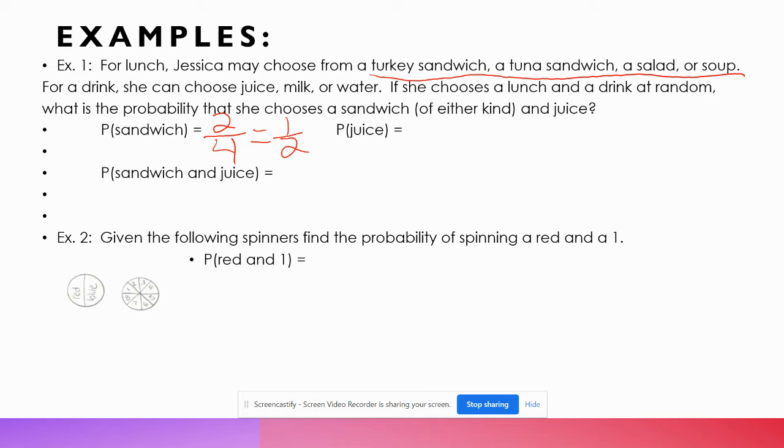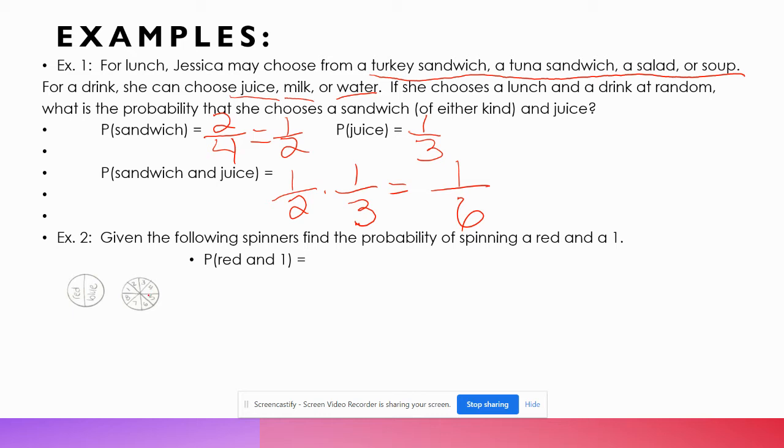The probability that she gets juice to drink. Well, there's juice, milk, or water. So there's 3 possible choices, and only one of those is juice. So that's 1/3. So our probability of a sandwich and juice, we multiply them together. We're always multiplying when we're talking about compound events with probability. So 1/2 times 1/3 is 1/6. 1 times 1 is 1. 2 times 3 is 6.